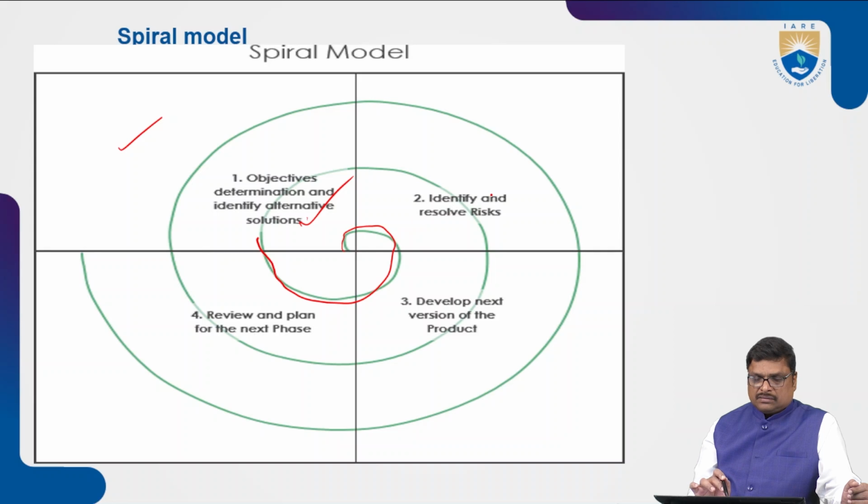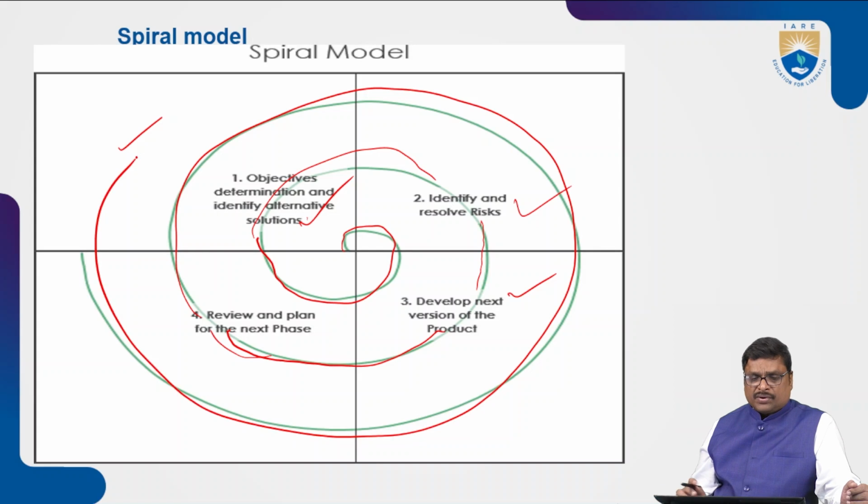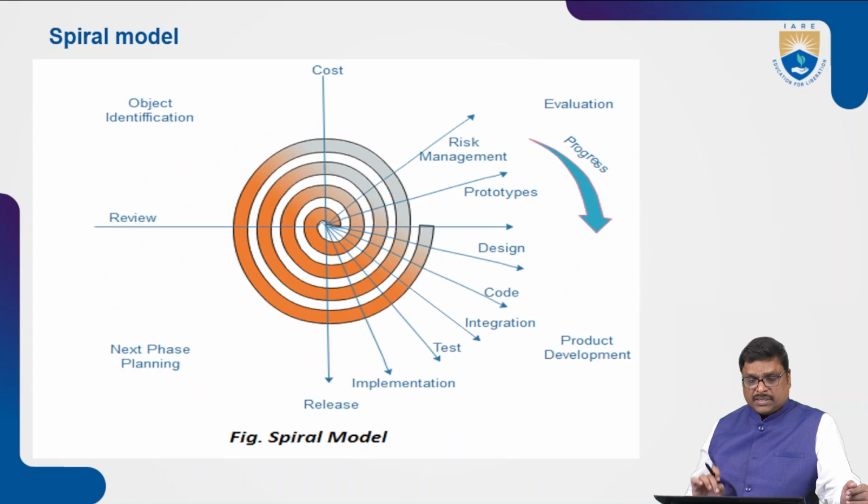Then it goes to identify and resolve risks. The identified risks need to be resolved. Then develop the next version of the product. That is the third activity. Then the fourth one is to review and plan for the next phase. Right? It is a cyclic process.